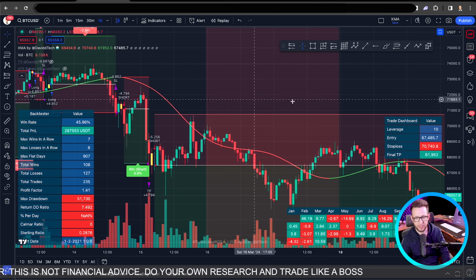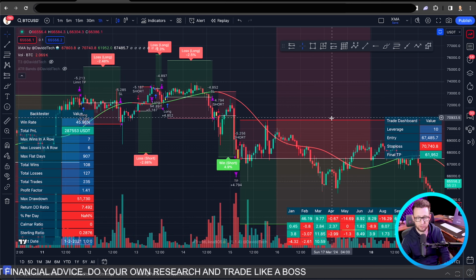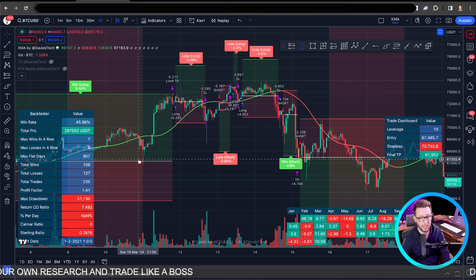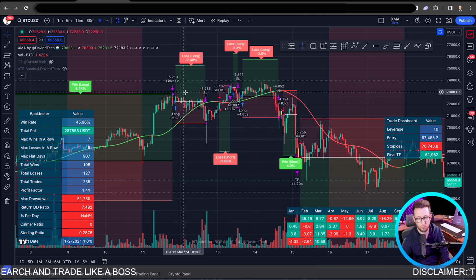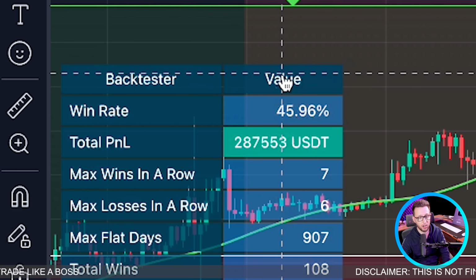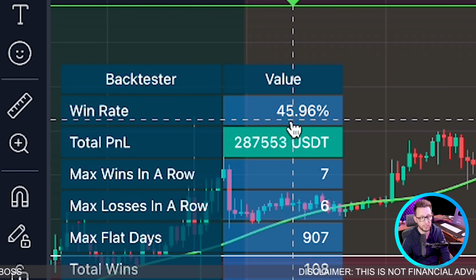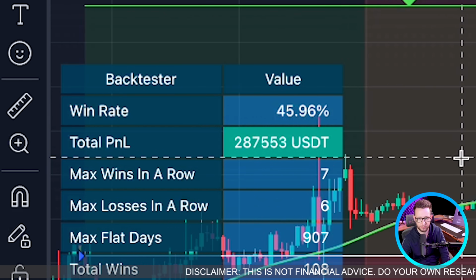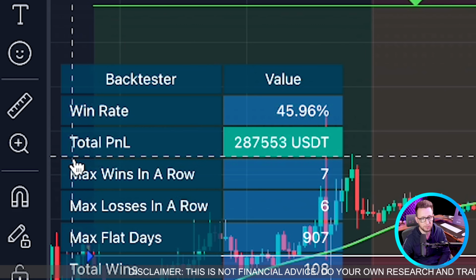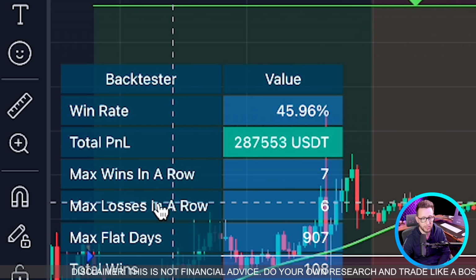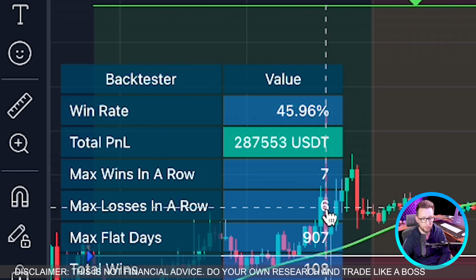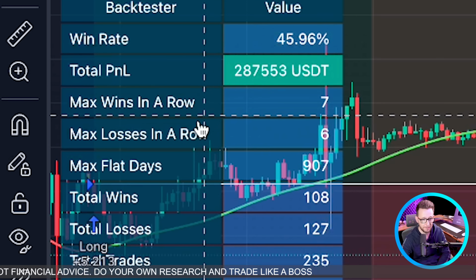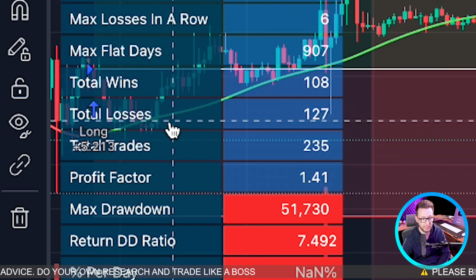As you can see, there's lots and lots of entries on this trading strategy. It seems pretty good, and the take profits seem pretty wild to me. We do have a low win rate, but we are using a risk to reward of 2, so it is pretty amazing if you ask me. We have max wins in a row of 7. We have max losses in a row of 6. A win rate of 45.96%. Total wins was 108, total losses was 127.